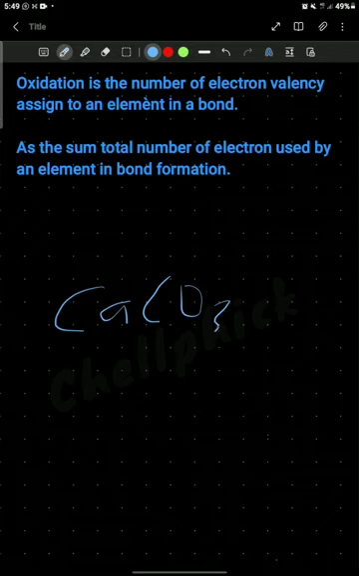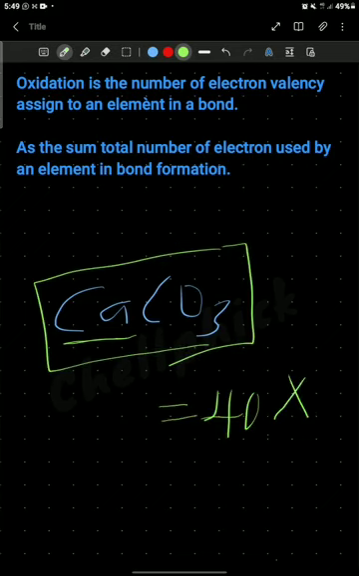Imagine we have a compound like calcium trioxocarbonate(IV), and the question asks you to find the oxidation number of calcium in this particular compound. So we need to understand what is referred to as oxidation number. I'm always surprised when I see some student writing 40 for oxidation number. This is wrong. Oxidation number can never be up to 40.